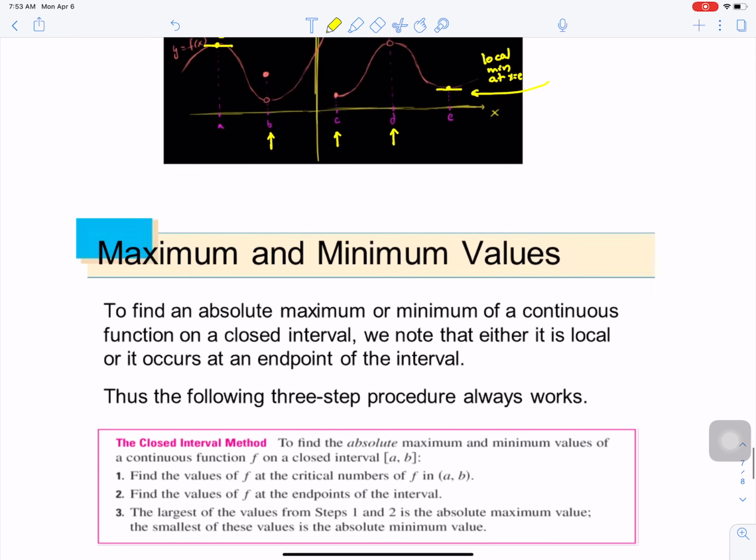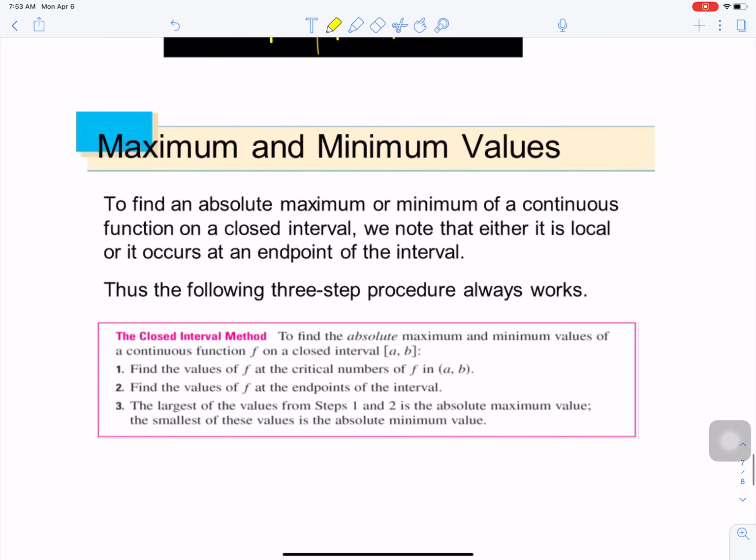Now this is how we actually find a max and min on a closed interval. So we can call this the closed interval method. To find the absolute max or min, we're going to find the critical numbers of the function. We're going to find the function at the endpoints and the function at the critical points. The largest value will be our absolute max, and the smallest value will be our absolute min.